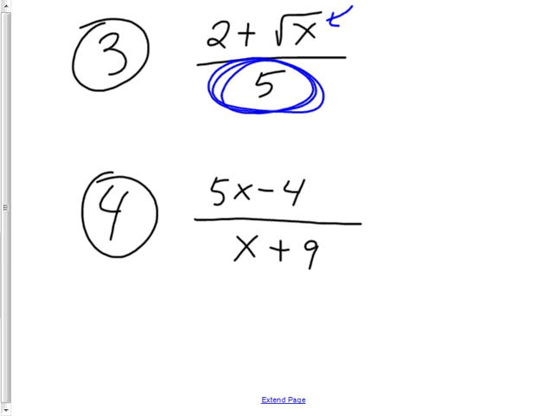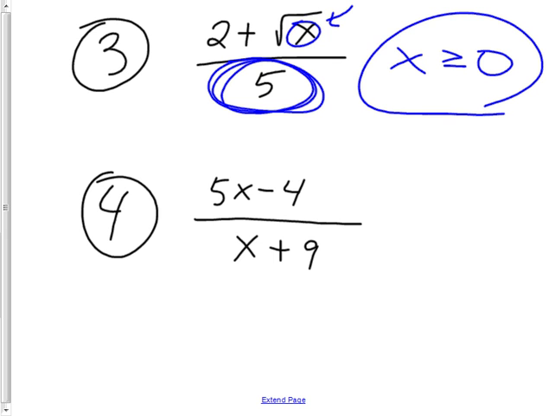What's the rule for square roots? You set what's underneath them. X needs to be greater than or equal to what? 0. So that's the answer, because there's no solving even needed here. X is greater than or equal to 0. Raise your hand if you had that one right.